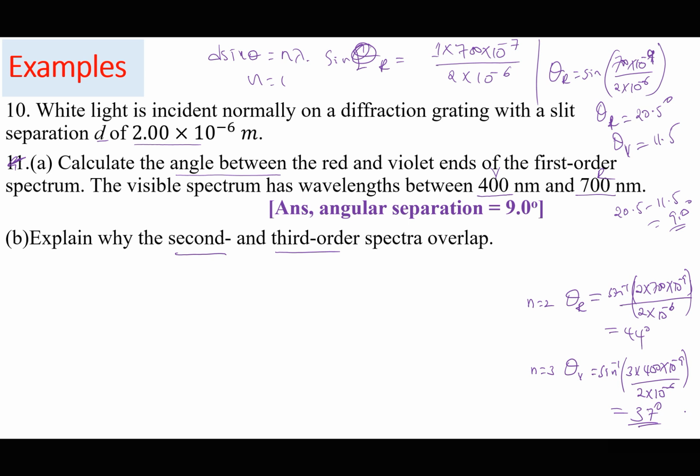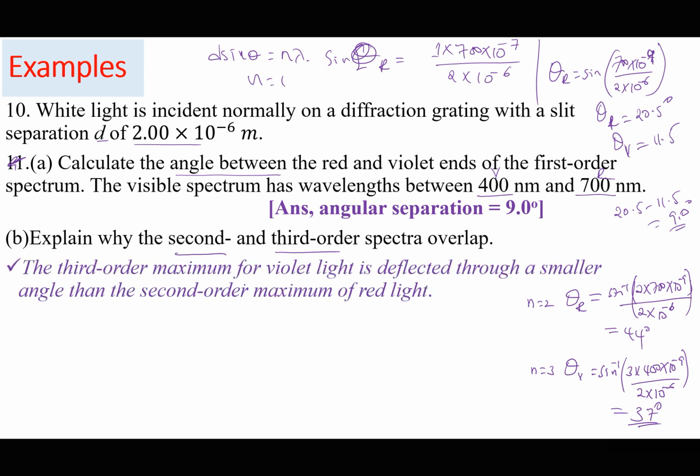So notice that the third order maximum for violet occurs at a smaller angle than the second order maximum for red. So it makes sense for us to say that the third order maximum for violet is going to overlap with the second order maximum for red, because the third order maximum for violet light is deflected through a smaller angle than the second order maximum for red light. That's why they are actually overlapping.